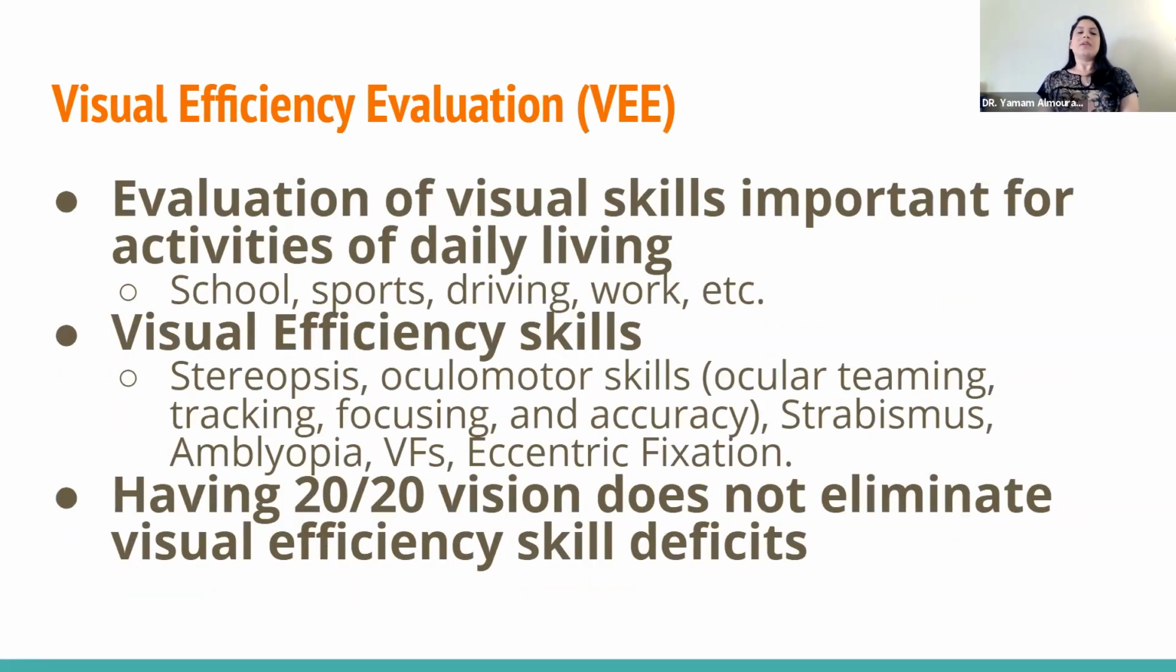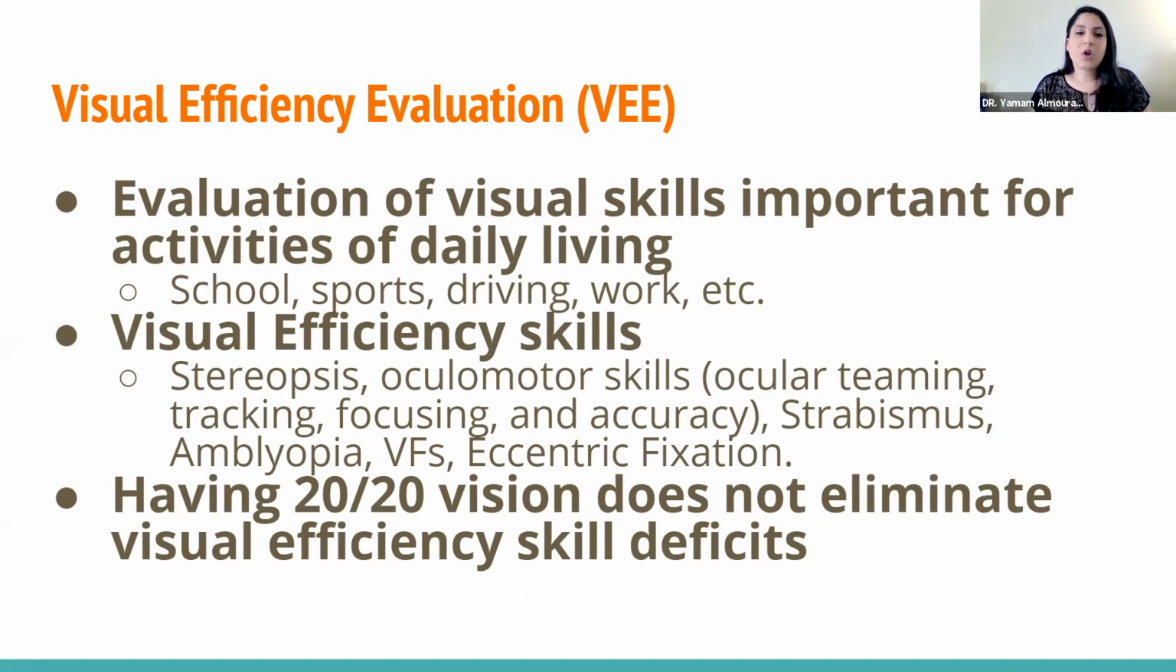Okay, so here is just quickly going over what a visual efficiency evaluation entails. So it's important for daily living, like sports, driving, work, school. And so we're looking at different visual skills like depth perception, ocular teaming and tracking and focusing, ocular accuracy, any strabismus or amblyopia, visual fields or visual neglect, eccentric fixation.